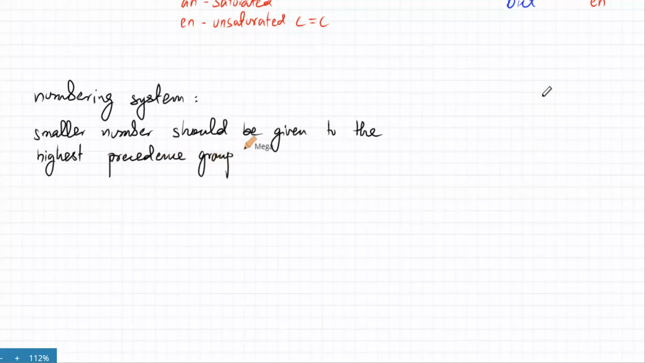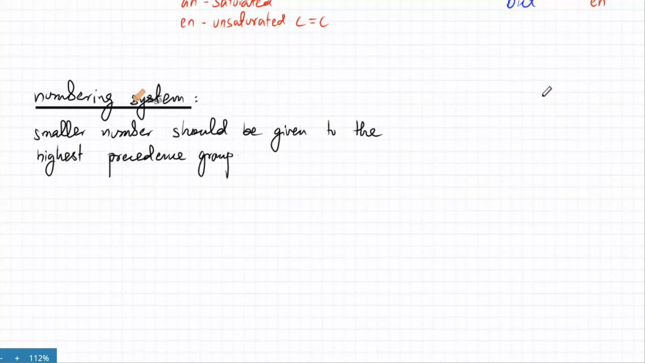That would always be given. The smaller number should be given to the highest precedence group. That's the numbering rule. So the question is, what is a precedence group? How do you figure out who's the highest precedence group?